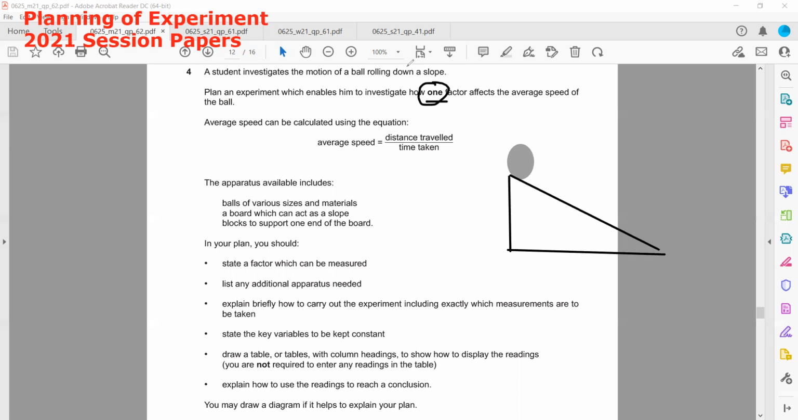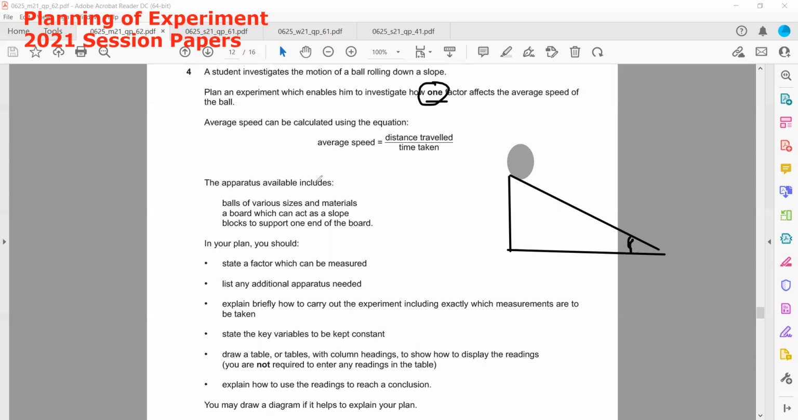And you can select any one factor, like you can select the mass of a ball, the angle of inclination, or the length of the ramp. Any one of the factors you can select because it did not specify. So how is the average speed affected by any one of the factors? The average speed can be calculated by a formula: average speed is equal to total distance, or distance traveled, divided by total time. Whenever this question, planning of experiment, is there, you will always try to write the answer according to the points.